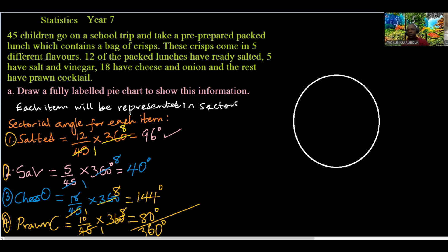So if that is certain, we can start representing them in these circles. So if I have this line as my starting point, it could be anywhere. So I want to represent 96 first. To represent 96 degrees, if I go this way, this is going to give me 90 degrees, okay?